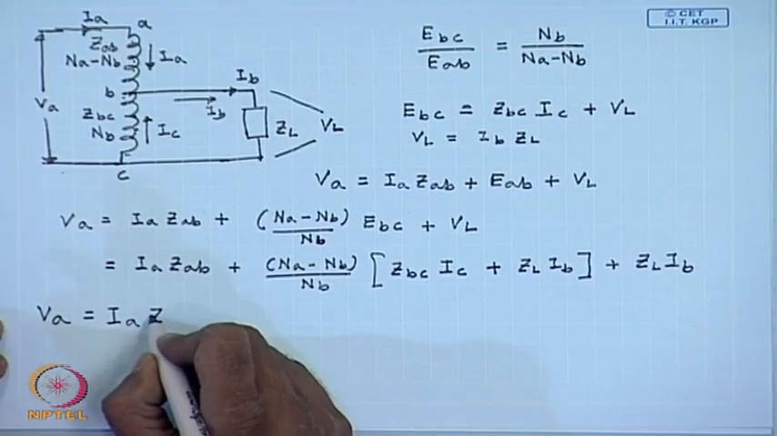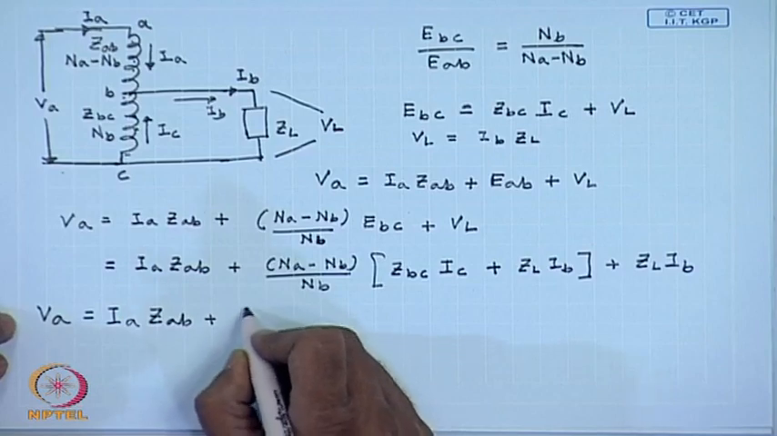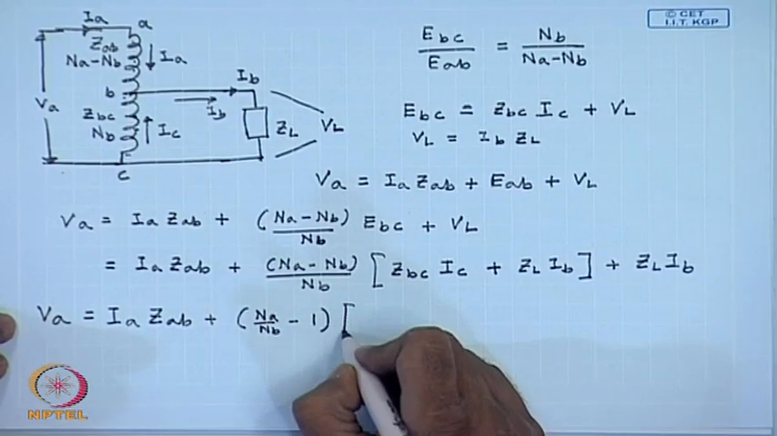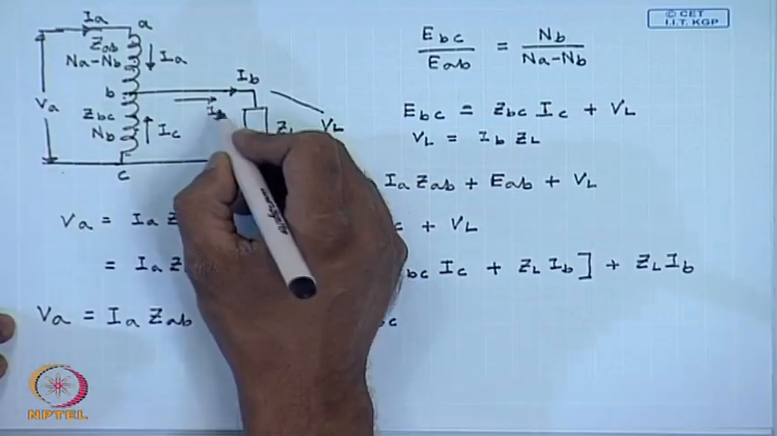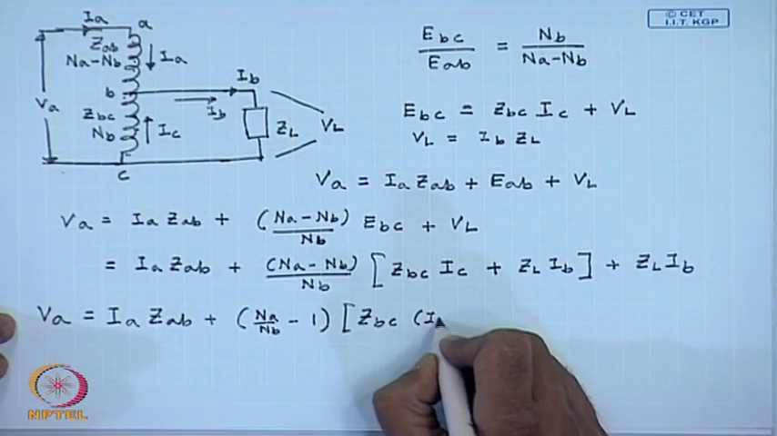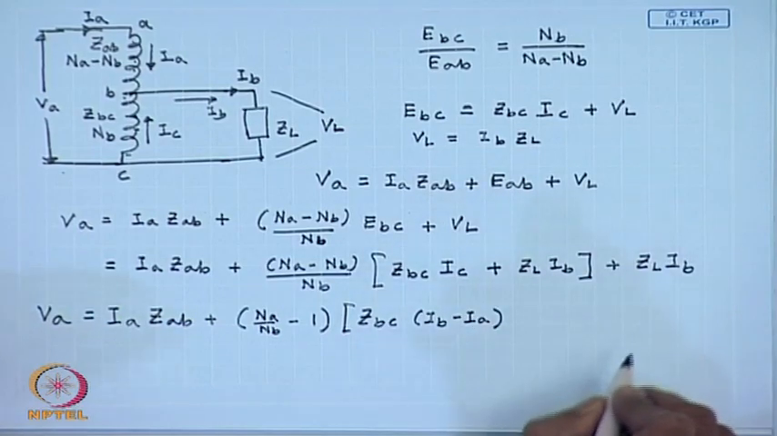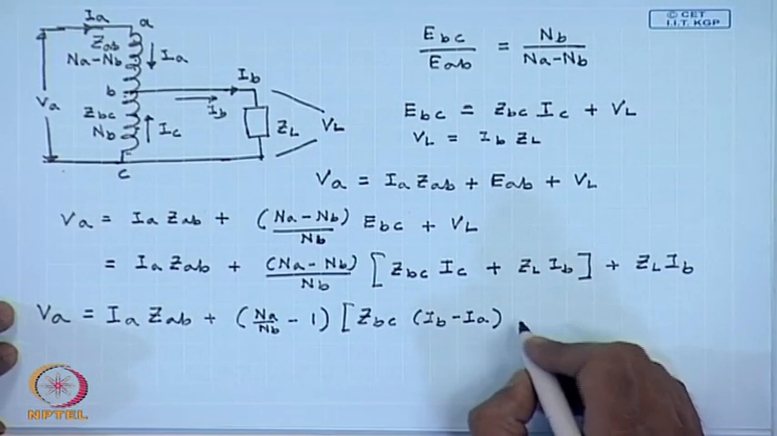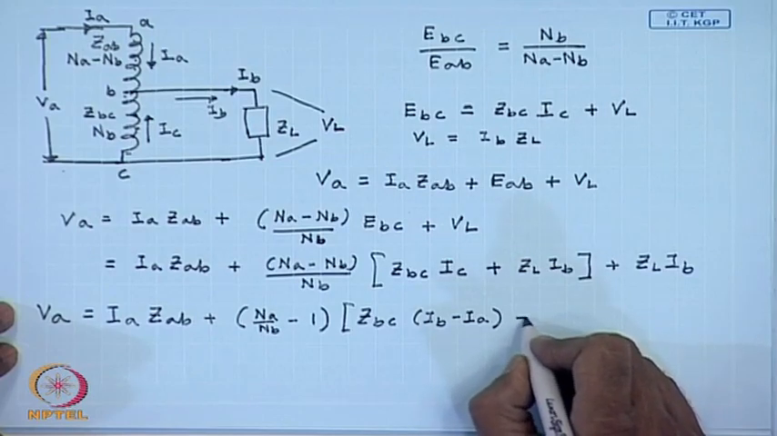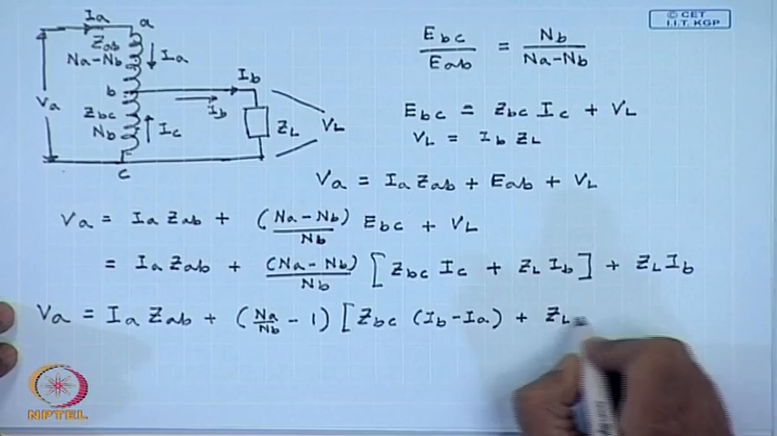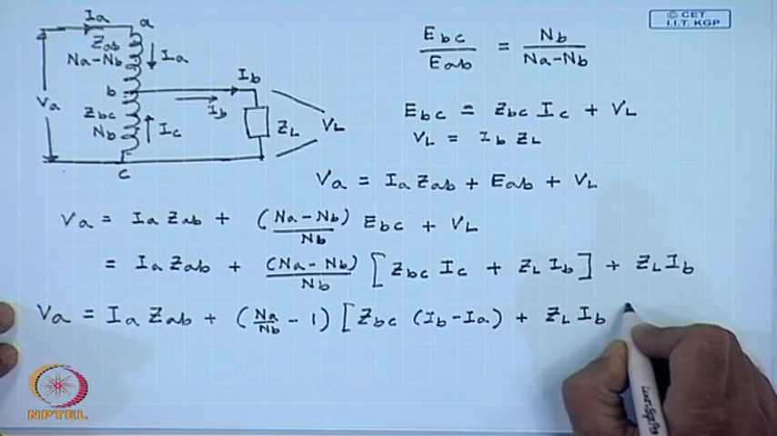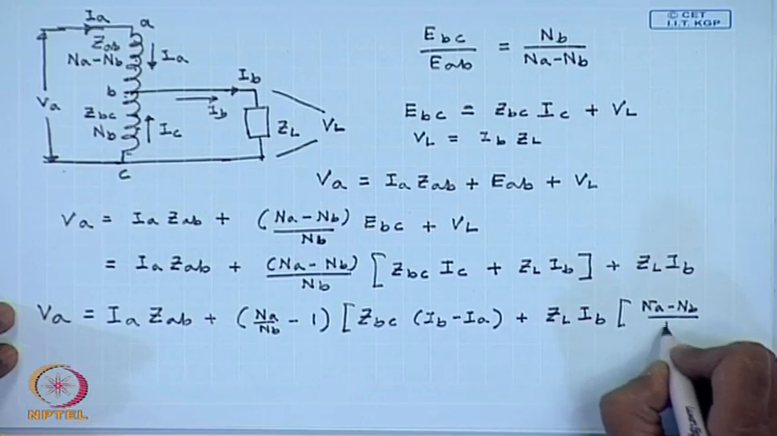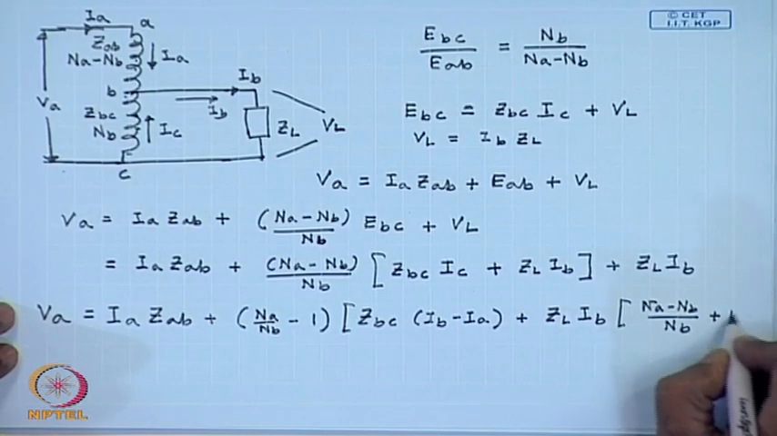I A Z A B plus (N A by N B minus 1) into Z B C I C, where I C equals I B minus I A, plus Z L I B into (N A minus N B) by N B plus 1.